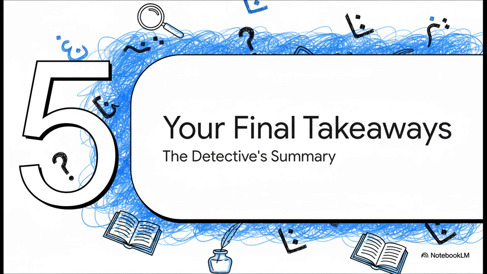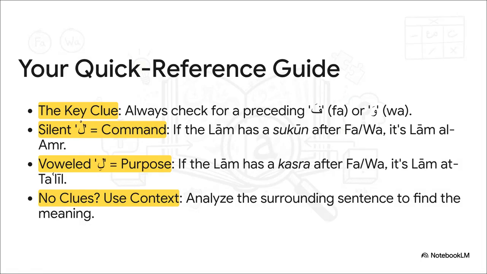So there we have it. We've profiled the suspects, we've built the toolkit, and we've even cracked a few tough cases. Now, let's pull all that intel together into a quick reference guide that you can take with you. Here's the whole thing boiled down to the essentials. Your number one clue. Always, always check for a fa or a wa right before the lam. If you see one and the lam is silent, it's a command. If the lam has a vowel, a kasra, it's a purpose. And if you don't have those clues, your final and most powerful tool is context. Just look at the rest of the sentence.